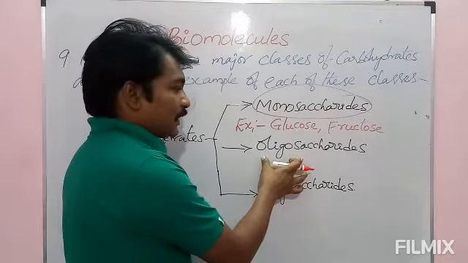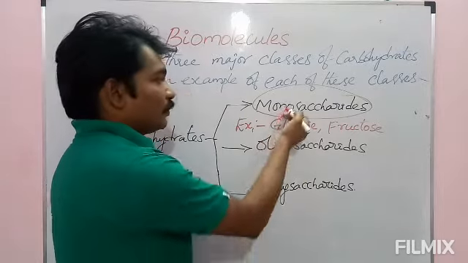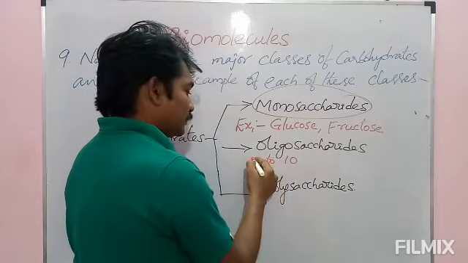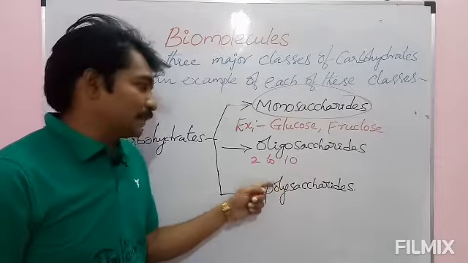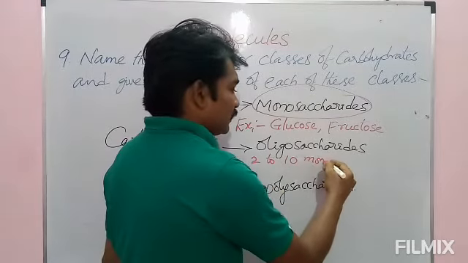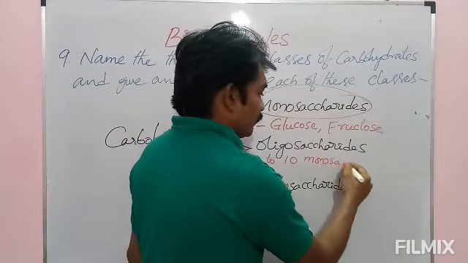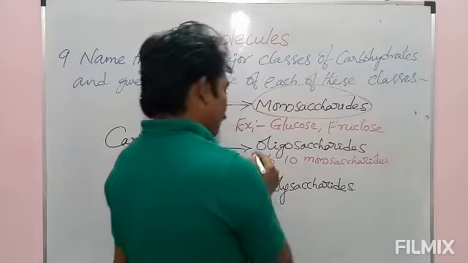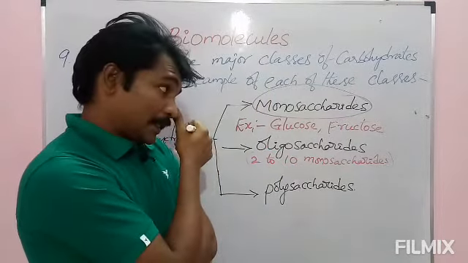And in case of oligosaccharides, they undergo hydrolysis and they give 2 to 10 monomers. Okay, oligosaccharides on hydrolysis give 2 to 10 monomers. Monomers in the sense single units, nothing but monosaccharides. Oligosaccharides on hydrolysis give 2 to 10 monosaccharides.